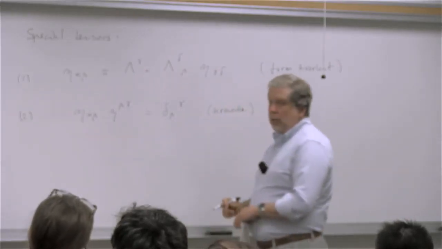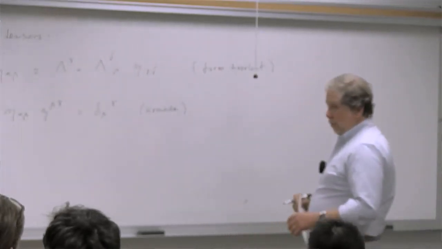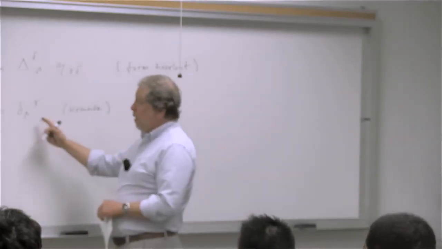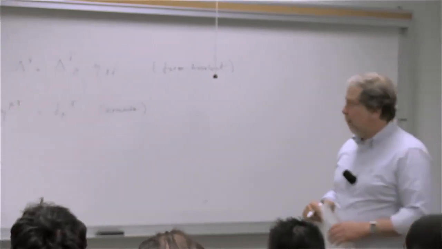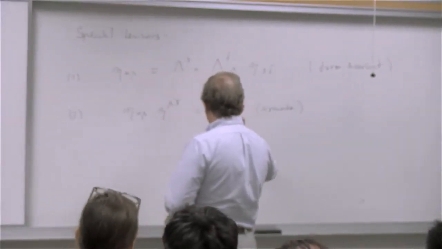Right, this is the Kronecker symbol. The Kronecker symbol is another example of a tensor that, first of all, is a genuine tensor. Secondly, it is a mixed tensor because it has one index upstairs and one index downstairs. And thirdly, it is form invariant.